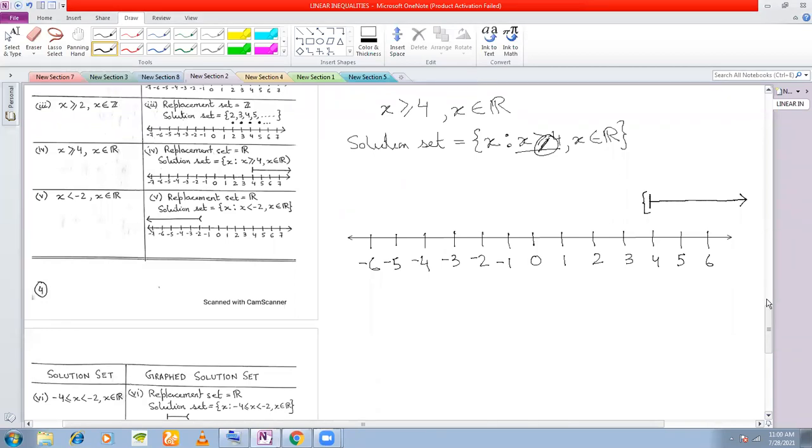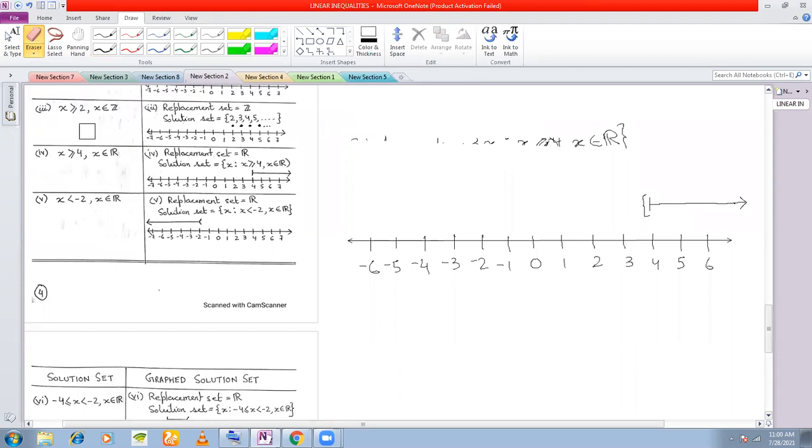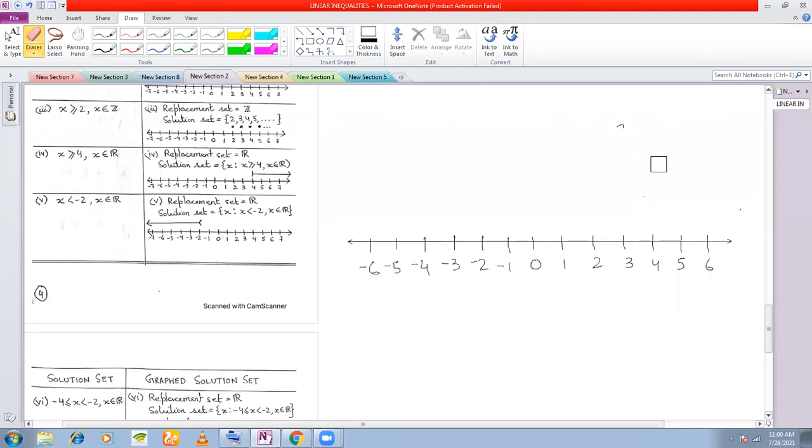Okay, let's see the next one. It's represented on the same number line. Number 5: x less than minus 2, x belongs to R. Again, the replacement set is the set of real numbers. Let's write the solution set. Solution set is x such that x is less than minus 2 and x belongs to the set of real numbers. Now see, there is no equality here.